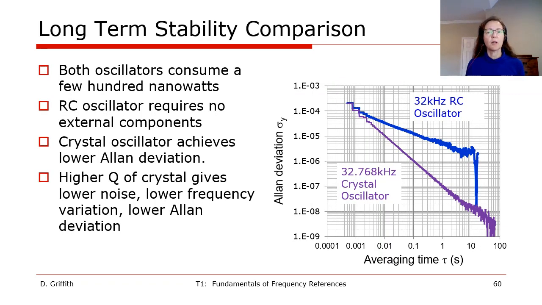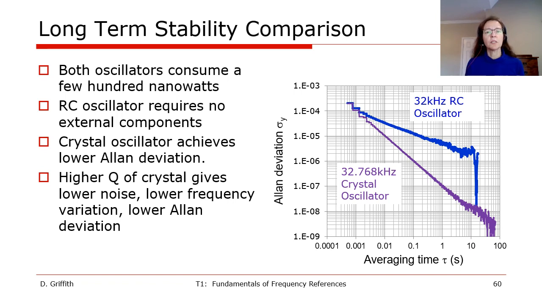Two slides ago, we saw how much lower phase noise, and therefore also lower jitter, a crystal oscillator has compared to an integrated oscillator. The long-term stability of crystal oscillators measured by the Allan deviation metric is also much better than integrated oscillators. An example is shown here, where this slide has measured Allan deviation with averaging time between 1 millisecond and more than 10 seconds for 32 kilohertz oscillators, both of which consume about the same current, around a few hundred nanowatts. The integrated oscillator is based on an RC network and has no external components, while the crystal oscillator requires that external quartz crystal.